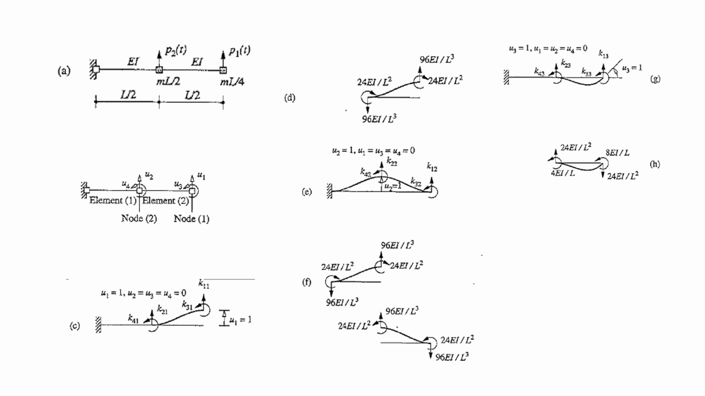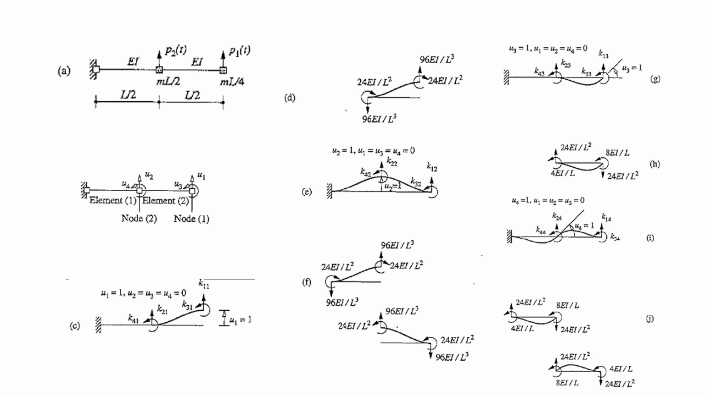Similarly, once we put u3 equal to 1 and all other u1, u2, u4 equal to 0, we obtain K13 equal to minus 24 EI by L square, K23 equal to 24 EI by L square, K33 equal to 8 EI by L, and K43 equal to 4 EI by L. This is shown again in the figures here.